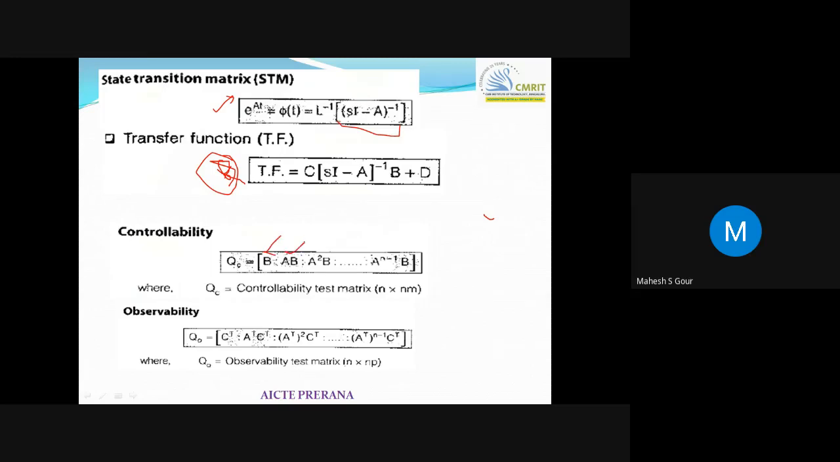You'll be 90% using B and AB. What is AB? A is a matrix and B is another matrix, right? That is, x dot of t is written as A x of t plus B u of t. And observability is C transpose as the first row, and A transpose times C transpose as the second column, right? So I hope it's clear till here. We'll be solving some problems based on this.